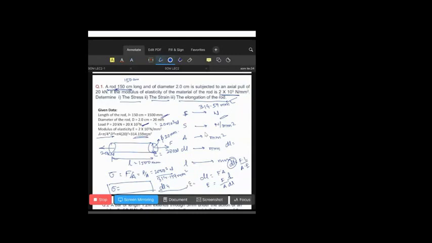How to calculate the strain value? Change in length upon original length. Please calculate these things and please let me know in the comment box right now. Okay. So this is the first numerical that we have completed. If you have any doubt, you can always raise the doubts in your doubt section.